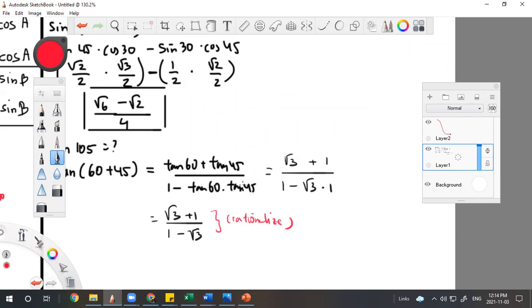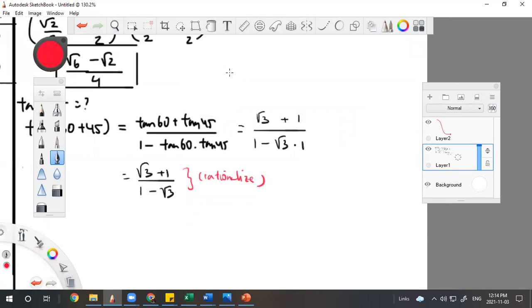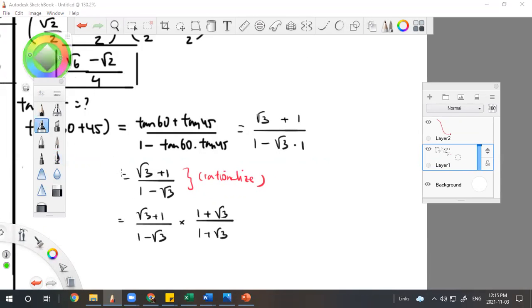How do you rationalize the expression? Okay, we use the logic of sec 3. Square root 3 over 1 plus 1 over 1 subtract square root 3, and you times by 1 plus square root 3 over 1 plus square root 3. It is affected by the bottom part here. This has to be rationalized by multiplying it with its reciprocal. Remember?